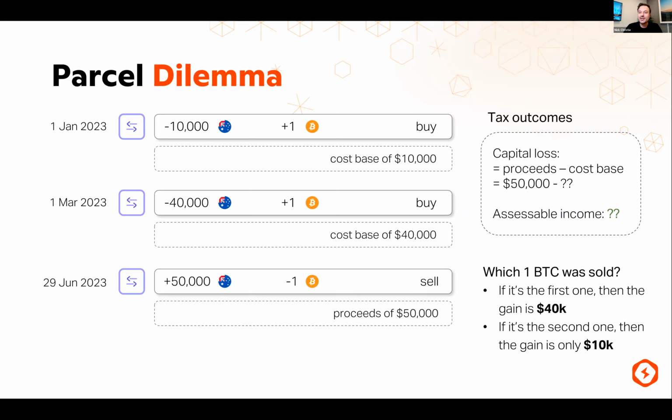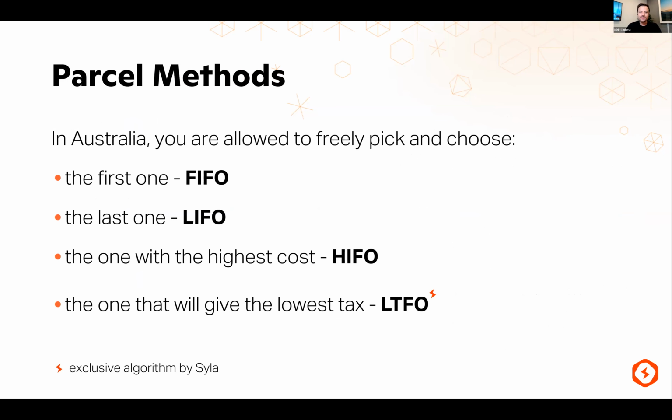But if you choose the second one, then the net gain is only going to be $10,000 because it has the higher cost base. So I think obviously a lot of people would probably prefer to choose the one that's going to have a lower tax outcome for you. And I guess the question is, how do you choose which one, or which one are you allowed to choose? In Australia, you're freely able to choose and pick anything that you want to.